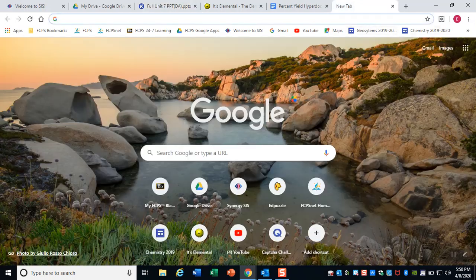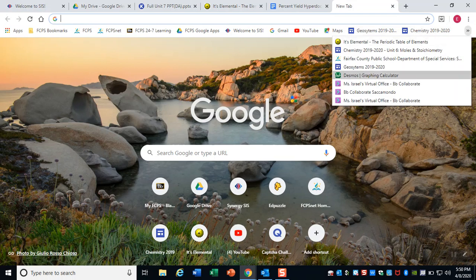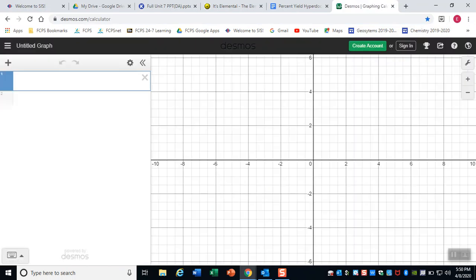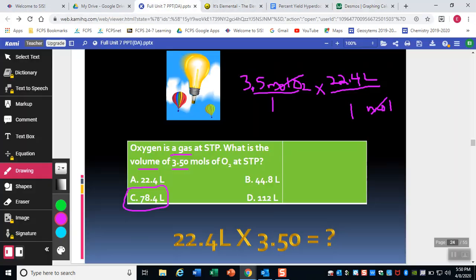Let me get a new tab here for Desmos. So it was 3.5, whatever you're given, over 1, times, and then it was 1 mole is, oh, not 1 mole on top. Because this was moles, so down here would be moles. And that 1 mole is 22.4 liters. And so I get 78.4.